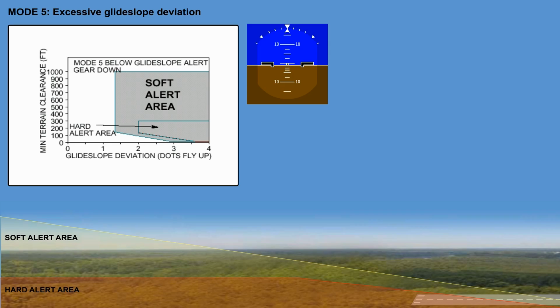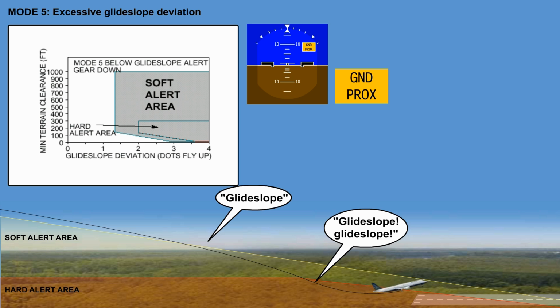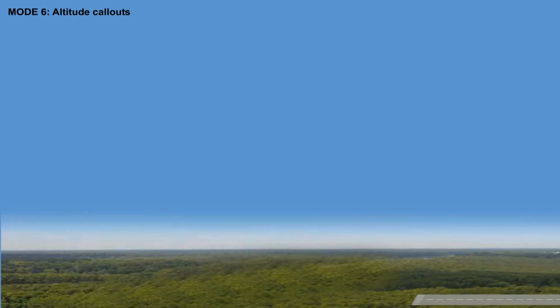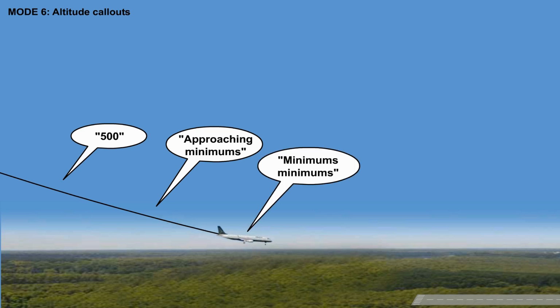Mode 5. The descent below glide slope. Glide slope. Mode 6. The altitude callouts. 500. Approaching minimums. Minimums. 200.